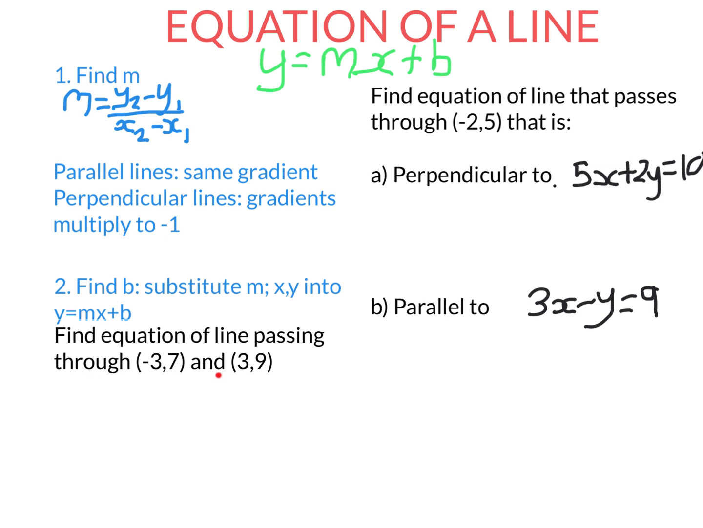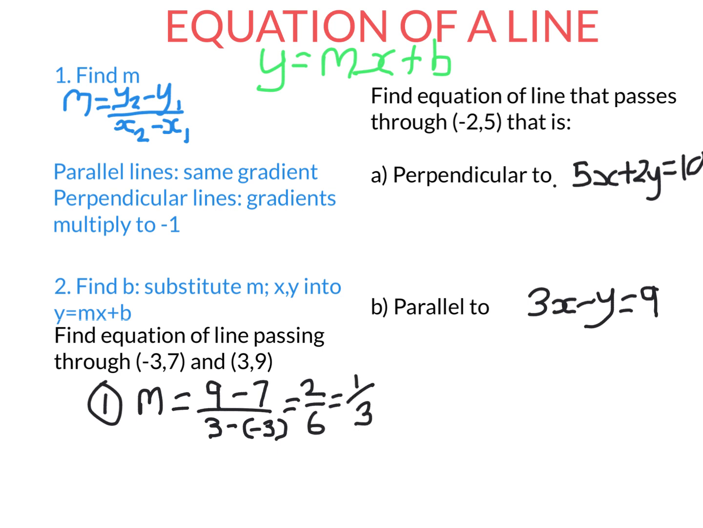Firstly, let's find the equation of the line passing through (-3, 7) and (3, 9). My first step is going to be to find the gradient. When I have 2 points, I use the 2-point formula. y2 means the y-coordinate of the second point, y1 means the y-coordinate of the first point, and so on. So it's the y-coordinate of the second point minus the y-coordinate of the first point, all divided by the x-coordinate of the second point minus the x-coordinate of the first point. Of course 9 minus 7 is 2, 3 subtract -3 is 6, I get 2/6 or a third. The gradient is a third.